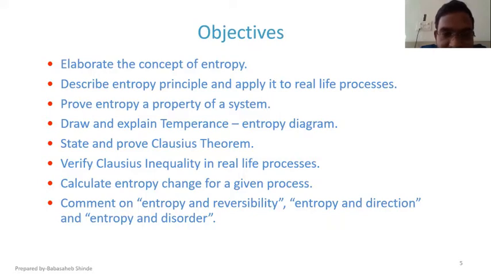So after Clausius inequality, we are going to calculate change in entropy for various processes. Means if you add something into the system, if you mix two systems together, or if you add heat or remove heat from the system, how entropy is going to change, that we are going to study. We are going to solve numericals based on that one. And finally, quite interesting thing, entropy and reversibility, or entropy and direction, or entropy and disorder.